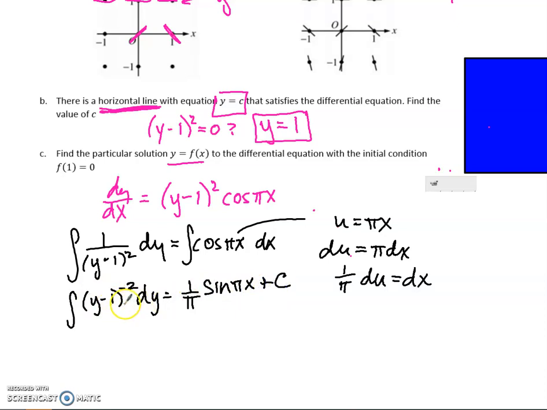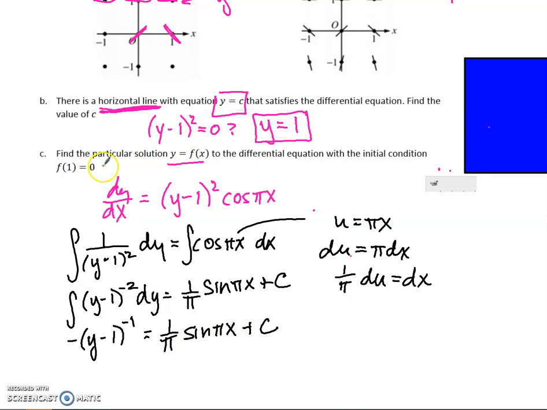Now let me integrate this side. So I have to go up by a power and divide. The u here would be a straight relationship. So I technically have a u substitution here, but it comes out just straight dy. So we said go up by a power, y minus 1 to the negative 1, and divide by the power, so I get a negative. So I get this guy so far.